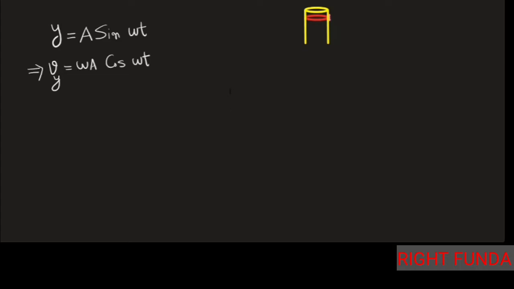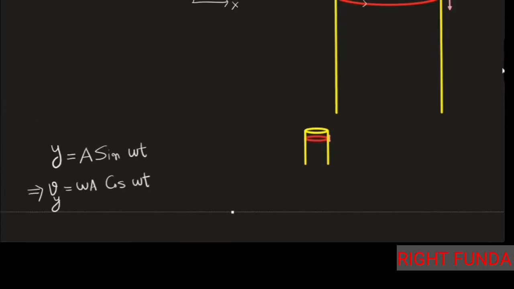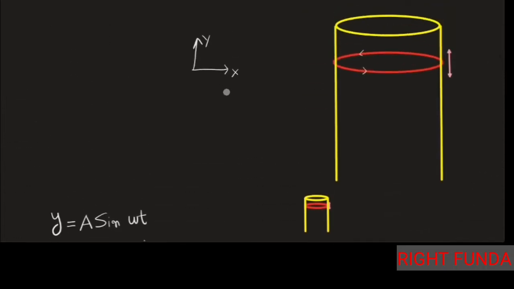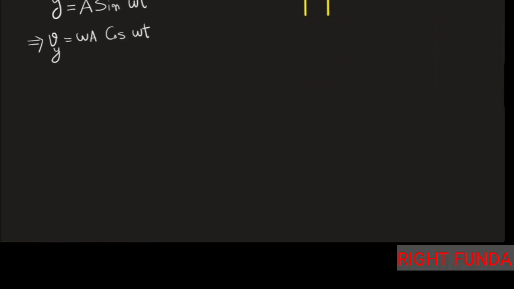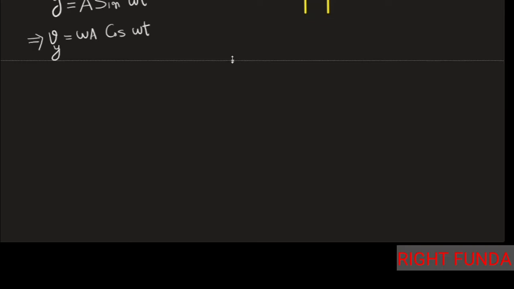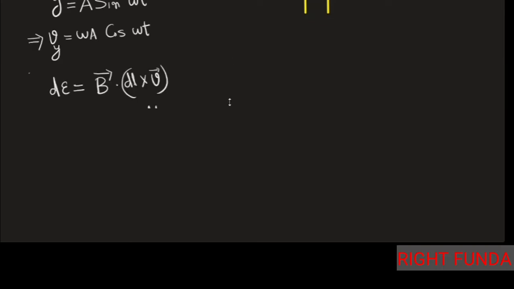Due to the SHM, this body has a velocity in this direction, and a magnetic field is there. A moving coil or a moving rod inside a magnetic field has an EMF induced in it. This is called the motional EMF. And what is the value of the motional EMF? The EMF in any small part of the wire is dE equal to B dot (dl cross V). There is a cross product between dl and V.